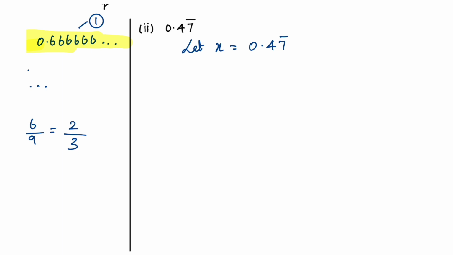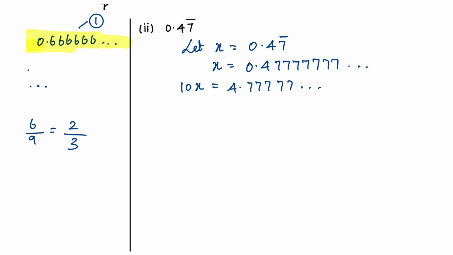Now notice that the bar is only for 7. Okay, so in other words you can tell x is equal to 0.4777777777. Okay, it goes on. Now since only one digit is repeating, that is 7, we are going to multiply this equation by 10 on both sides. Okay, so 10x is equal to 4.77777, right? Now I am going to split the RHS and write it as 4 plus 0.777, right?